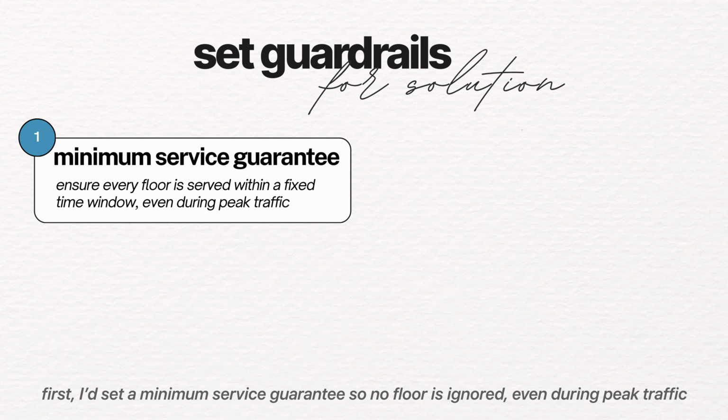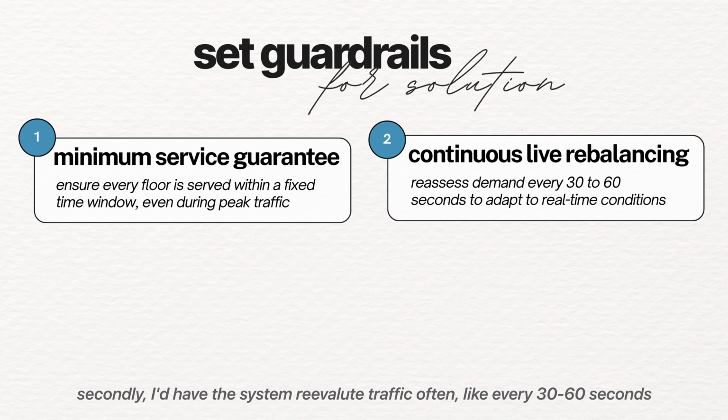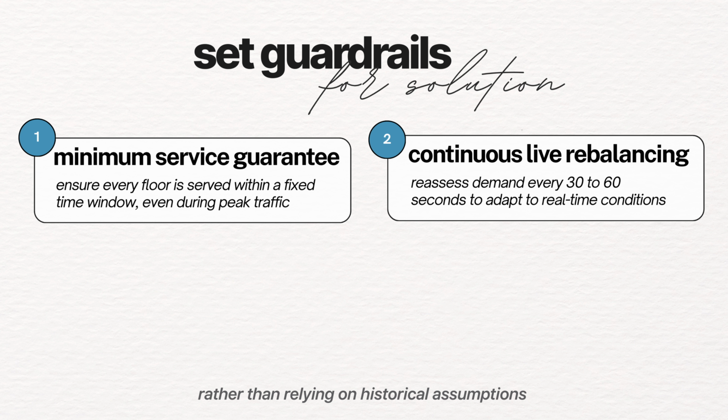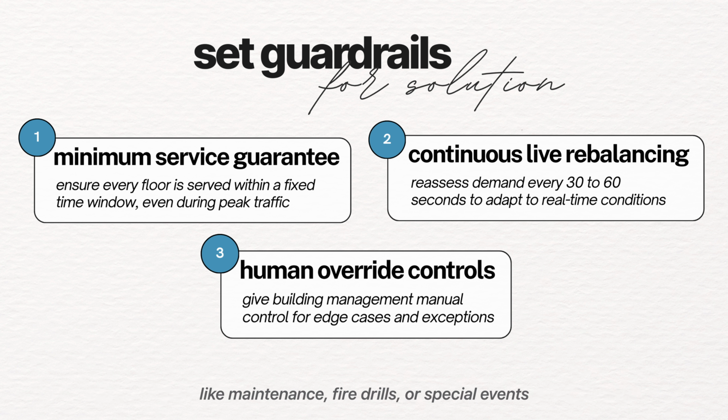First, I'd set a minimum service guarantee so no floor is ignored, even during peak traffic. For example, every floor should get an elevator within a set time, like 90 seconds, no matter how busy the building is. Secondly, I'd have the system reevaluate traffic often, like every 30 to 60 seconds, rather than relying on historical assumptions. Finally, I'd give building management clear override controls for edge cases like maintenance, fire drills, or special events.